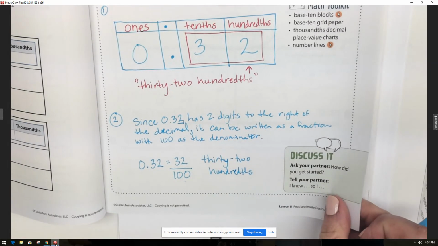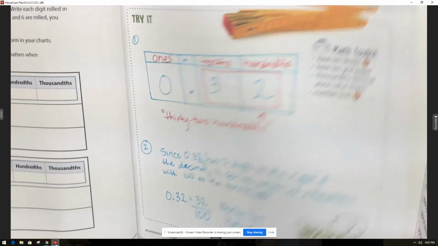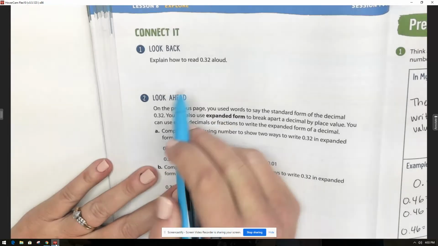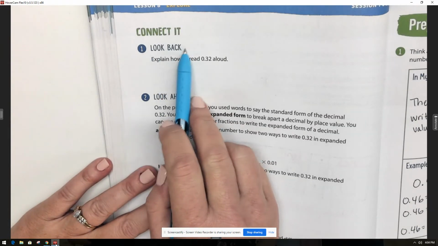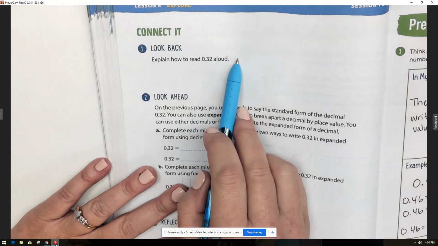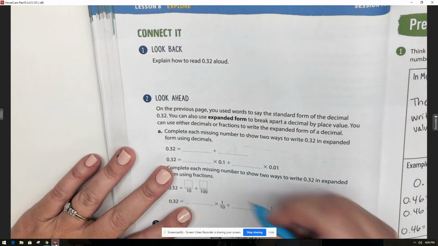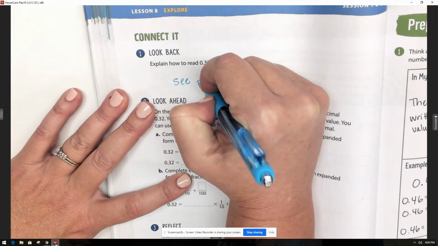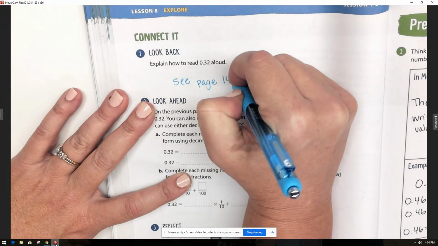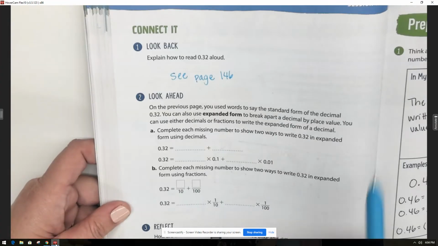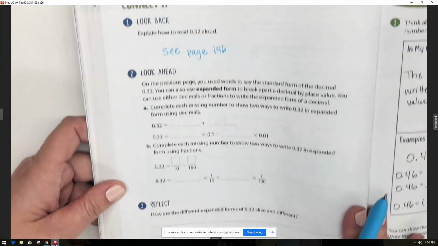Okay, so now let's go ahead and turn the page to 146. On page 146, looking back, we can explain how to read 32 hundredths aloud. We wrote that on the last page, so I would just write C page 146, as long as you copied down or you followed along with me in the video.